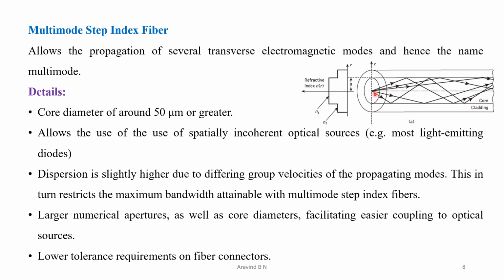Let's have more details about this multimode step index fiber. The core diameter is around 50 micrometer or greater than that. Because of this higher diameter of the core, it is possible to couple optical sources like LED very easily to this core. Dispersion loss is slightly higher because several rays are being propagated over here. Therefore, there will be a difference in the group velocities, because of which it causes the dispersion losses. And finally, lower tolerance requirements on the fiber connectors.